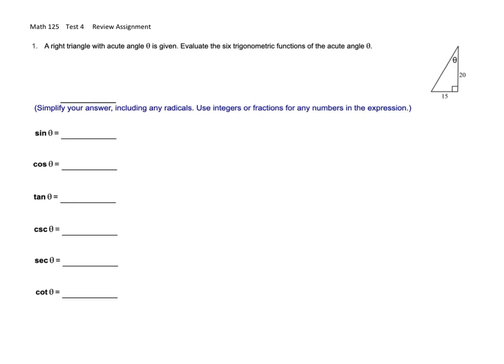Okay, so we are starting on the Test 4 review assignment out of Pearson. This hopefully will help you study for your tests. Let's start with question 1.